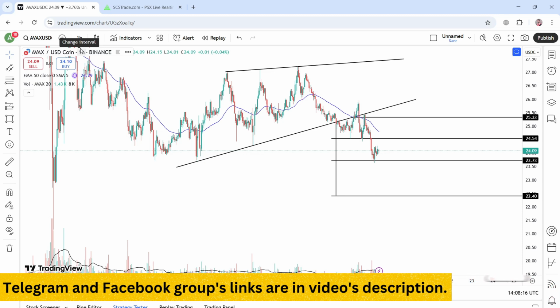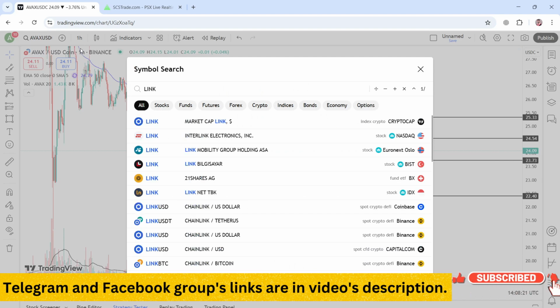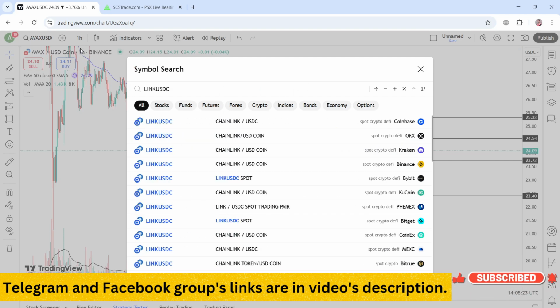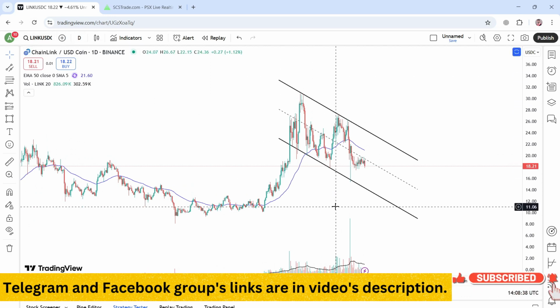The next coin is Link. I am opening the chart of Link against the USDC. This is the chart for Link against USDC on the 1 day time frame.